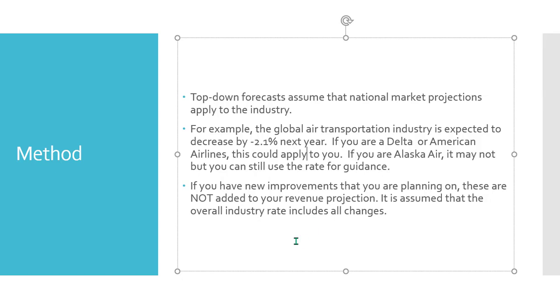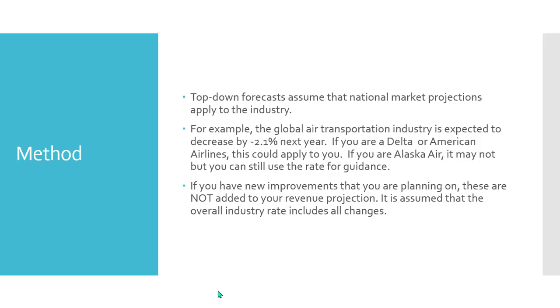But if you're Alaska Air or maybe JetBlue or one of the smaller airlines, it may not. But you can still use that rate for guidance. To go against it and say, no, we're going up by 5%, you'd have to have some real evidence. If you have new improvements that you're planning on, these are not added to your revenue projection.